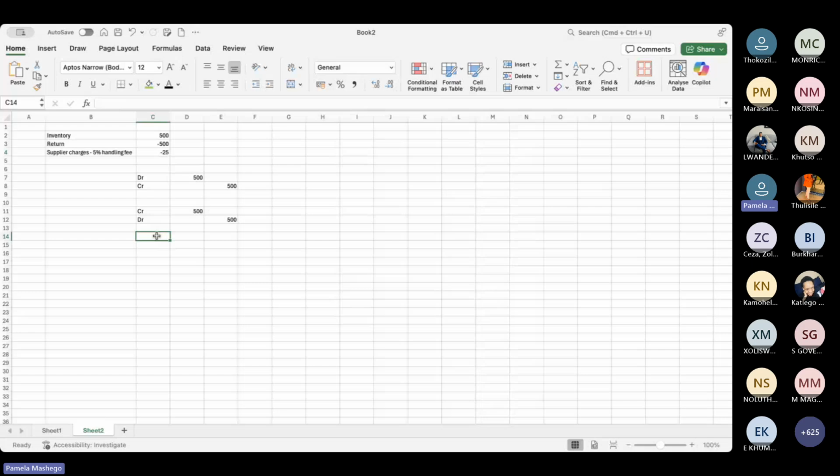This 25 Rand, I'll treat it as an expense because it's not really related to the purchase of inventory. So it is an expense, it's an additional cost that I incurred, which is not related to my inventory. So I'll debit 25 Rand because it's an expense for me. And then if now they just withheld it, so you did not pay cash, they just deducted it from the amount that you're supposed to get back.